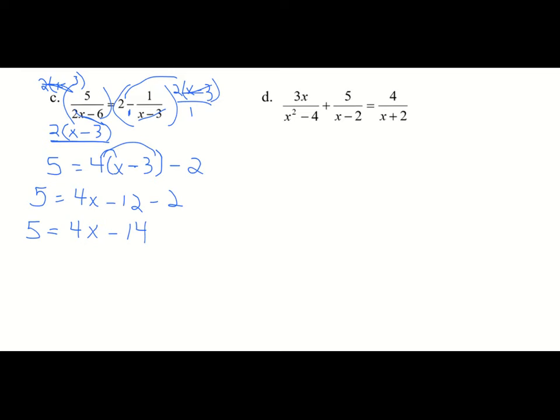And here we just need to solve. So I'm going to add 14 to both sides. I get 19 equals 4x. Divide by 4. So x is going to equal 19 fourths, and it's okay to leave it as an improper fraction. And if I go back and I plug in 19 fourths up here, it's not going to give me 0 in either denominator, so it is a true solution.